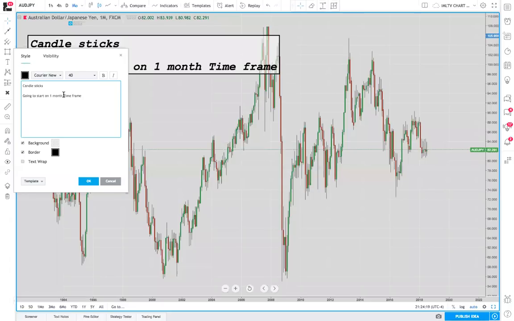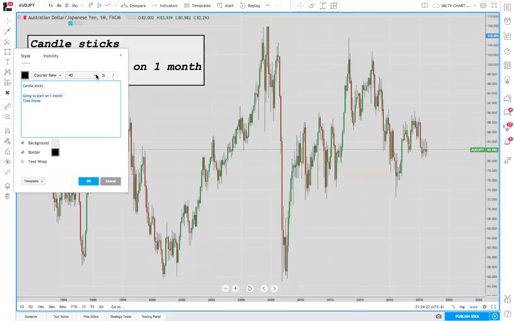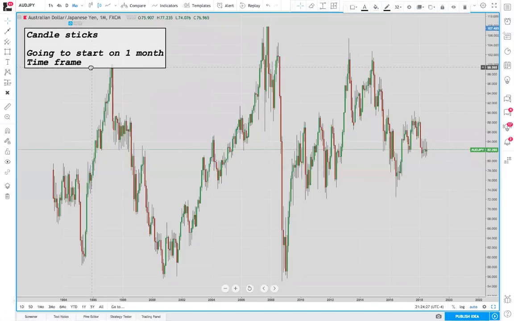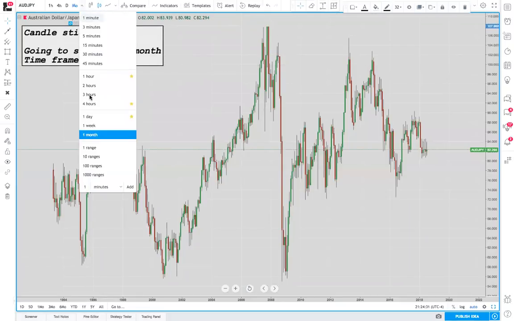When I do this routine, I'm going to start on the 1 month time frame. I'll make the font a little smaller so it fits. There we go. And then I'm going to work my way down from the 1 month to the 1 week to the 1 day and maybe the hour time frames. But to find my key support and resistance levels, I'm going to start with these first 3 time frames. And I'm going to start at the 1 month.